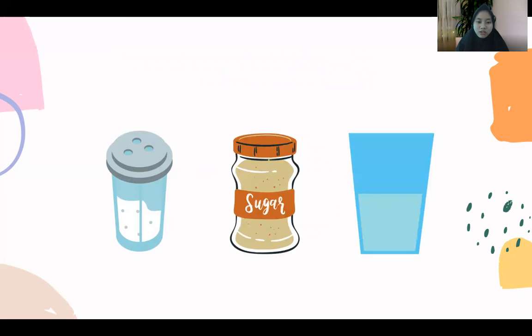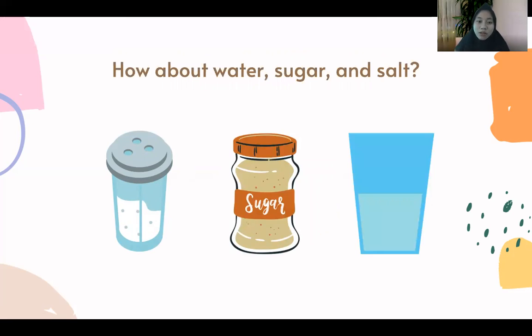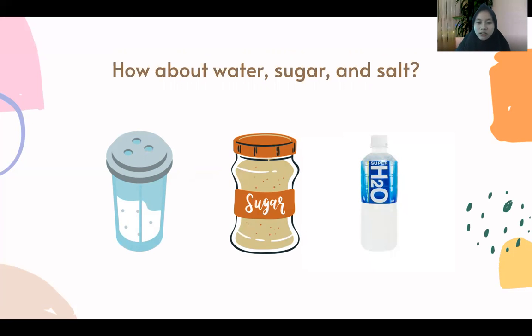And then we have salt, sugar, and water. Do you know what water, sugar, and salt are made of? Let's look at the bottle that has the letters. Do you know the meaning of H2O? It means water. So water is made of hydrogen and oxygen.